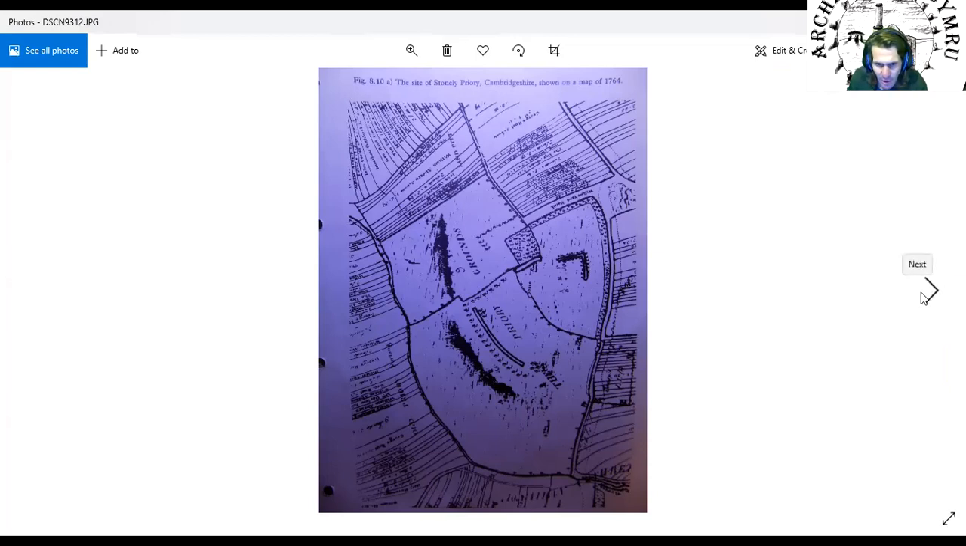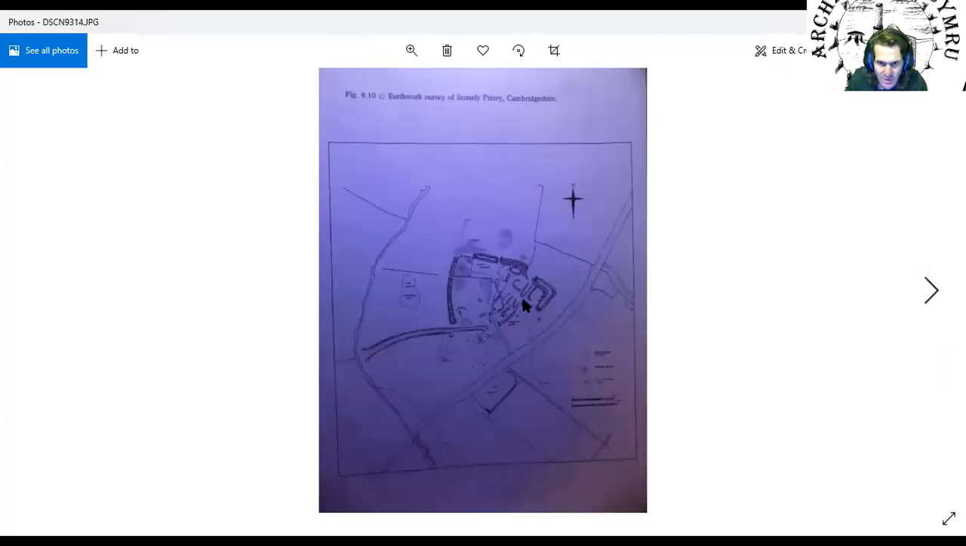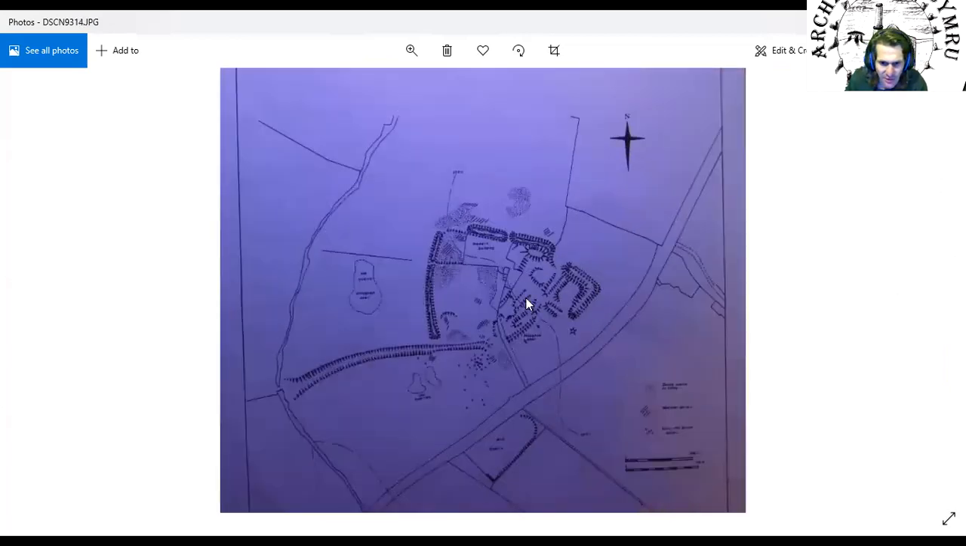This is a map of the priory grounds at Stoneleigh Priory in Cambridgeshire. So this map itself, let me get my dates right, was created in 1764. This one was created in 1769. And this one was created by an archaeological survey.